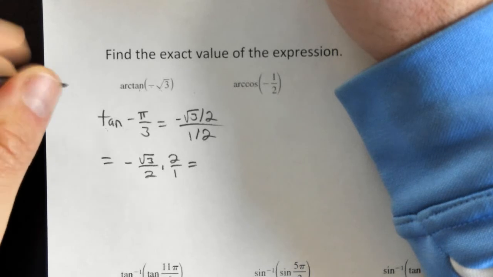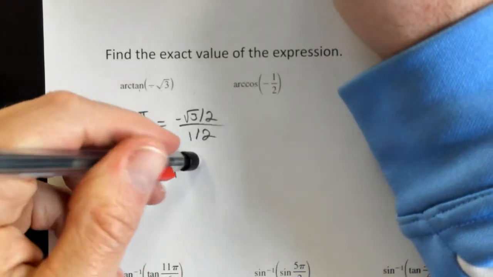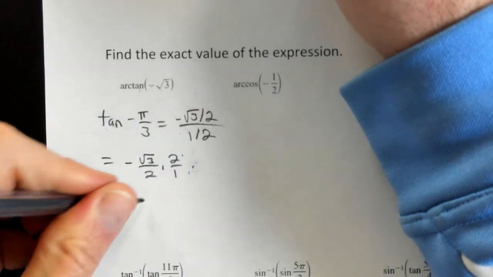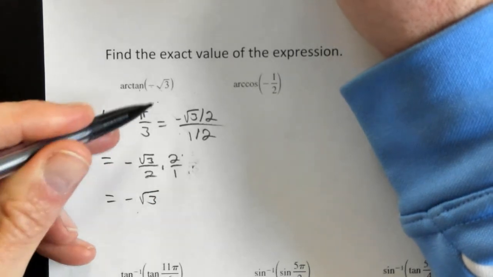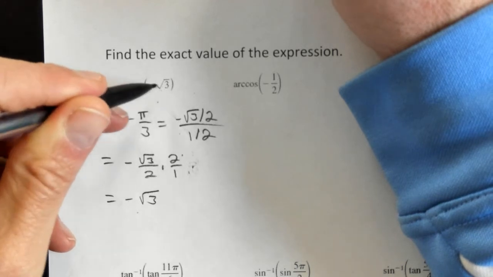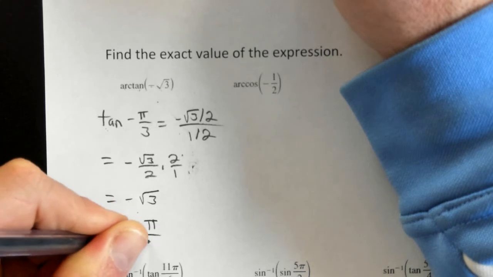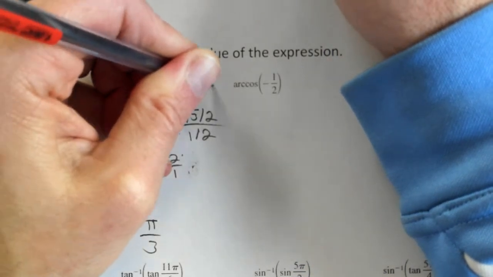And so that will cancel my 2's out, divided by 1, makes negative square root of 3, which is what I was hoping to get. So now I have verified that the arctangent of negative square root of 3 is negative pi over 3. And I have my exact answer.